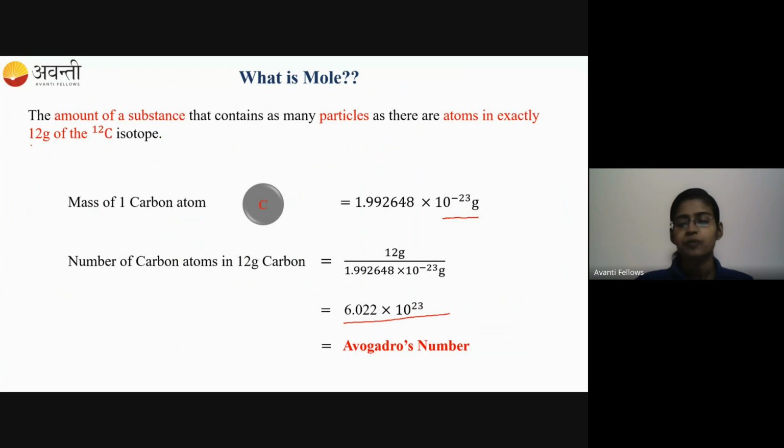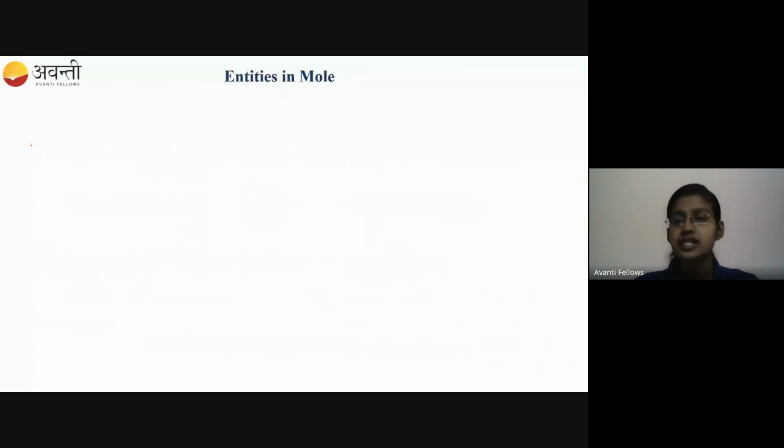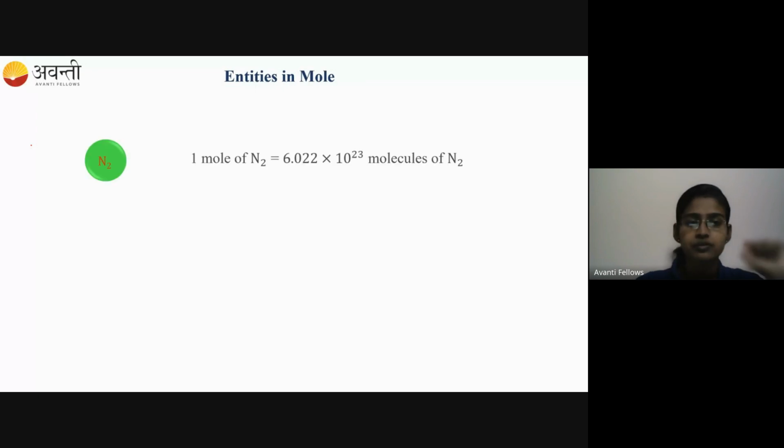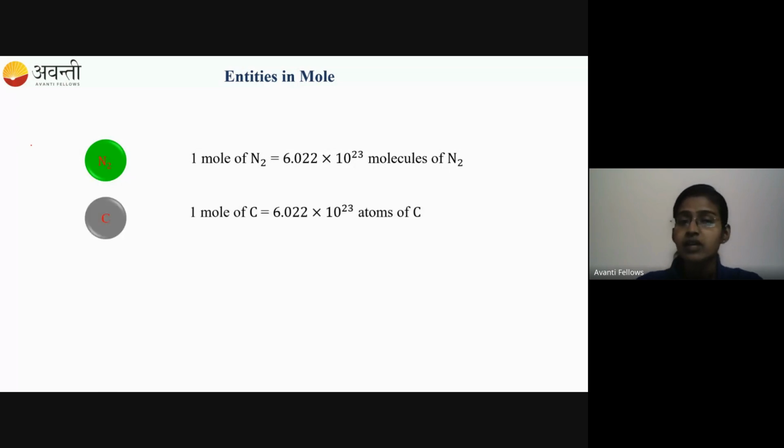Now we will move on to entities in mole. What are the other entities present in mole? Suppose I take a nitrogen molecule, what is the formula for nitrogen molecule? It is N2, right? So for 1 mole of N2, we will have Avogadro number of molecules of N2. I can represent it like this: 1 mole of N2 will have the Avogadro number, that is 6.022 into 10 to the power 23 molecules of nitrogen. If I take carbon, 1 mole of carbon will have Avogadro number of atoms of carbon.